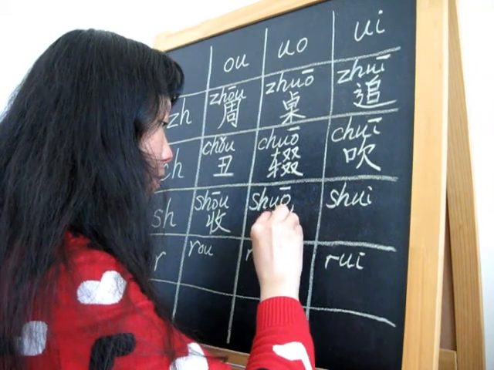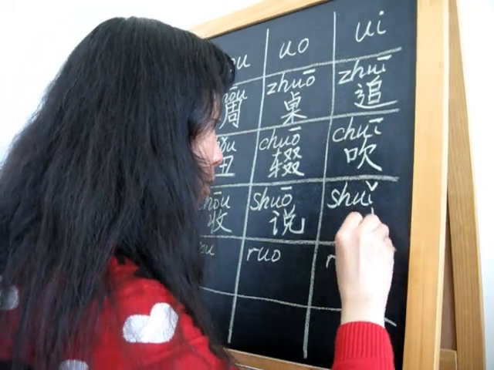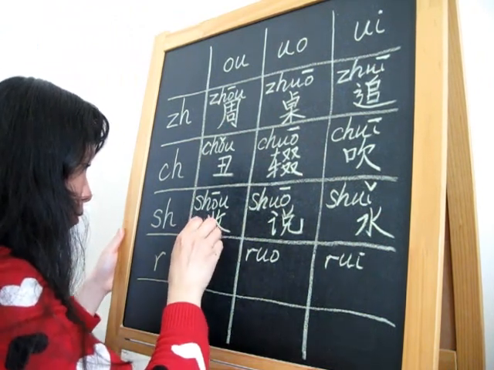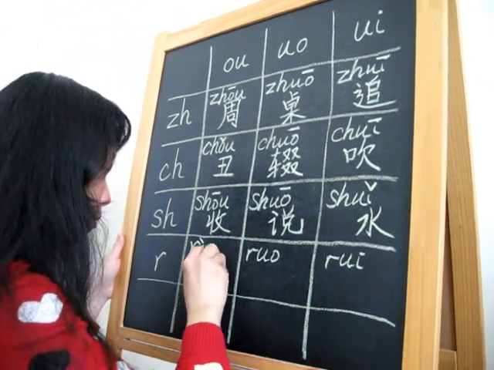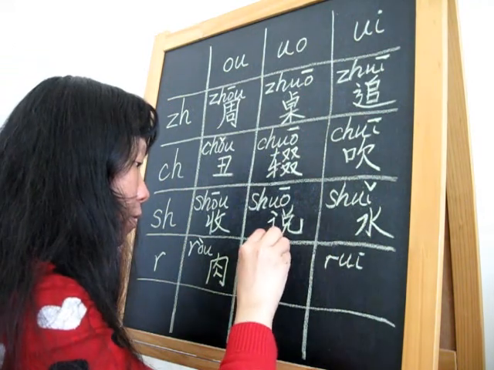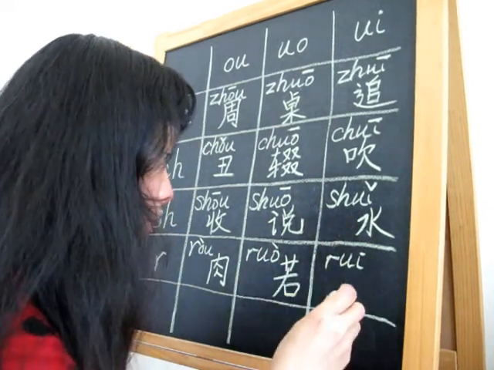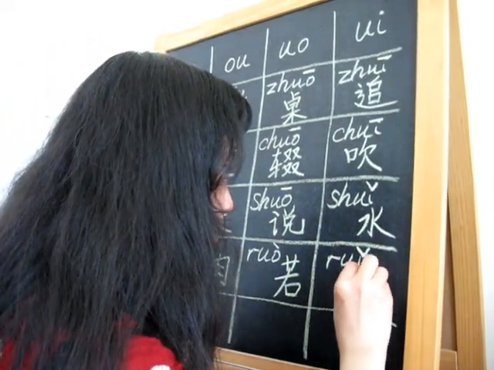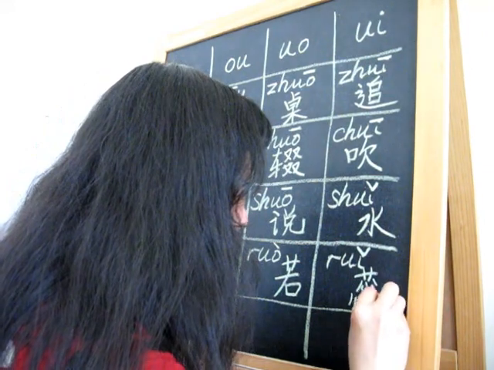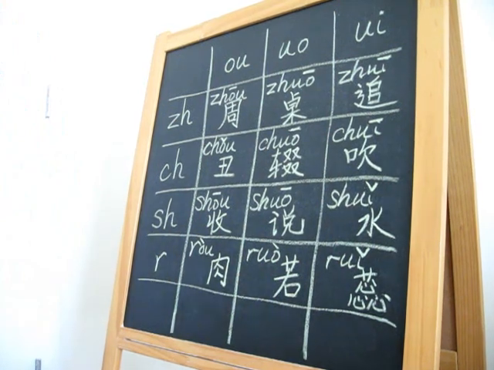Third row, shou, which means receive. The second one, shuo, means talk or speak. Last one is shui, which means water. Shui. Last row, rou, the fourth tone, means meat. The second one, ruo. Ruo is an ancient way of saying if, or 如果. The last one, rui. This is a complicated character, which means the center of a flower, or the male part of the flower, you know.